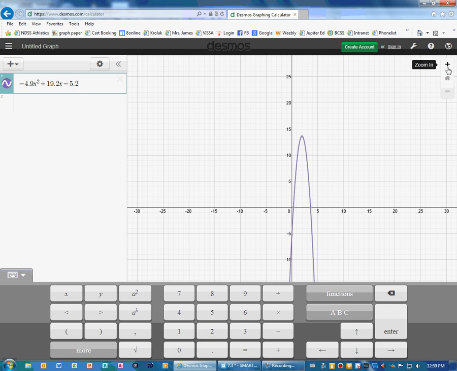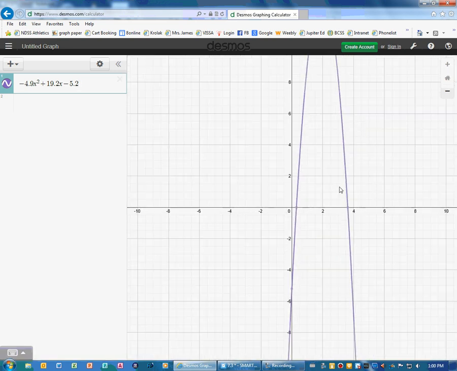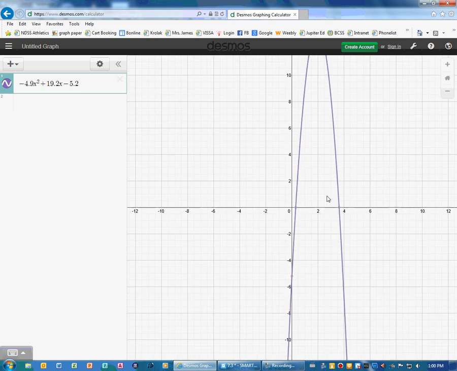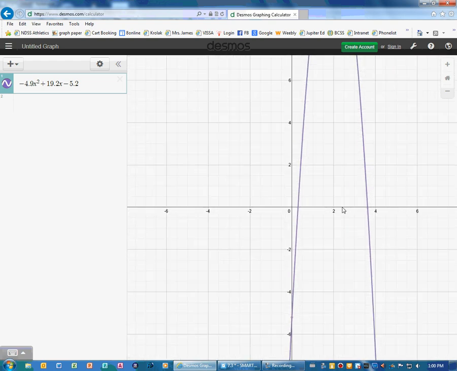And then if you want to play, you can use this plus and minus button. I think you can use your mouse. Yeah, I'm using my mouse scroll button. Because remember, what we're interested in is right here and right there. And this one is lovely. You could just stick the cursor right there.